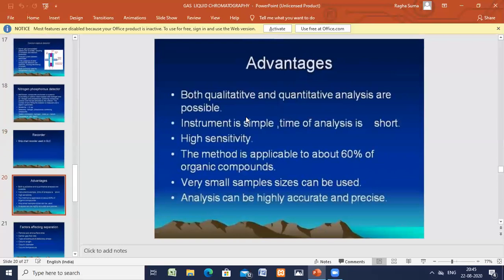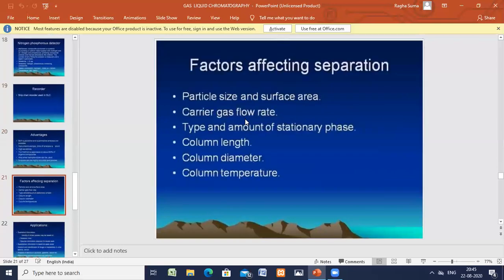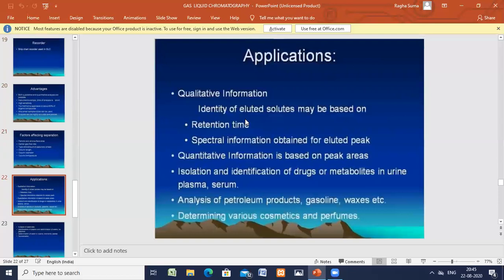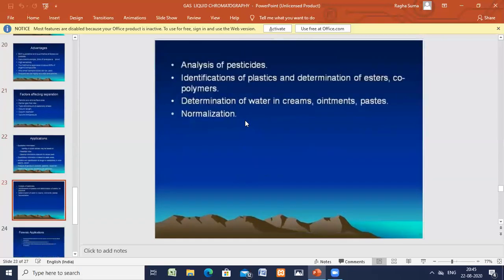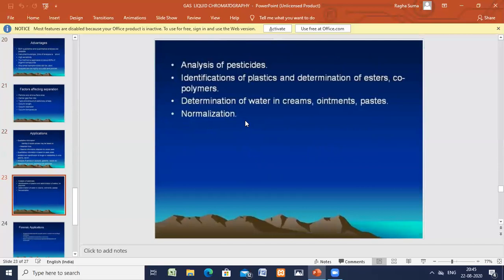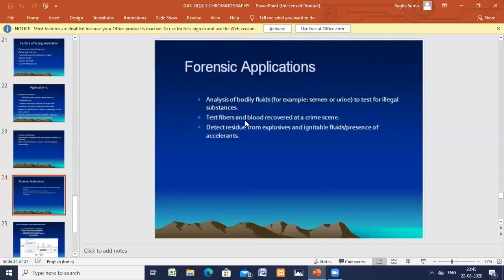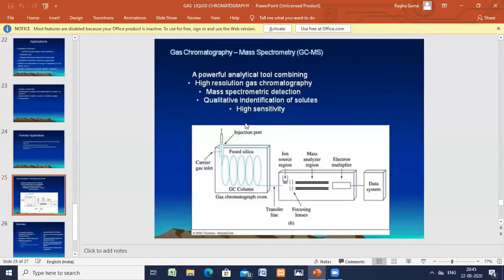After that, what are the advantages of the GLC and what are the factors that are affecting the separation in the GLC, and what are the different applications in the qualitative, quantitative analysis, and in the forensic field, and what is the hyphenated technique for gas chromatography, that is GCMS, we have seen.